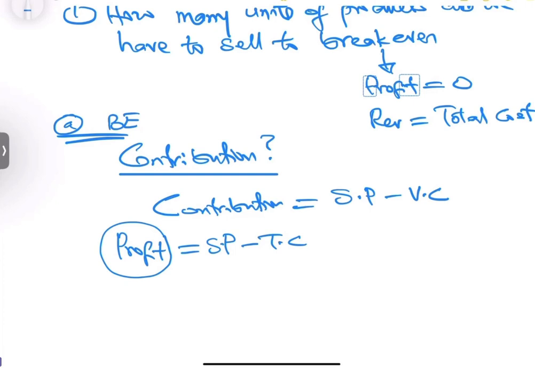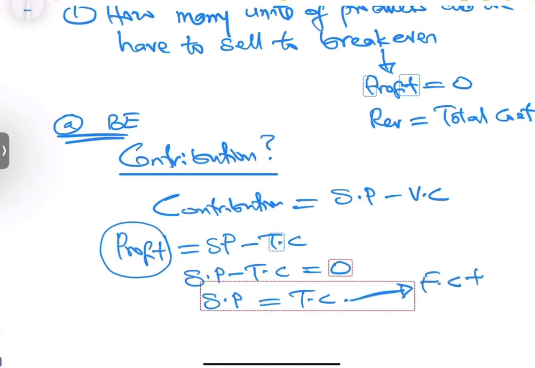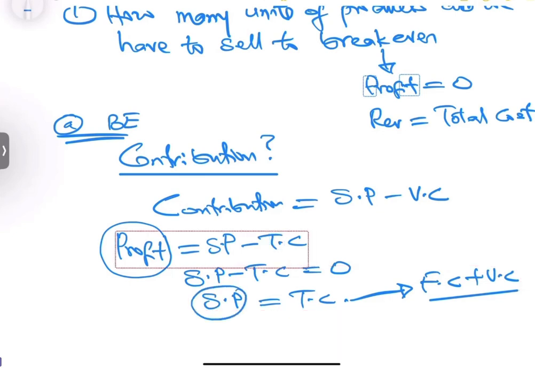Right? If profit is equal to zero, then selling price minus total cost will be equal to zero, and selling price equals total cost. And what is total cost? Total cost is equal to fixed cost plus variable cost. You agree with me?